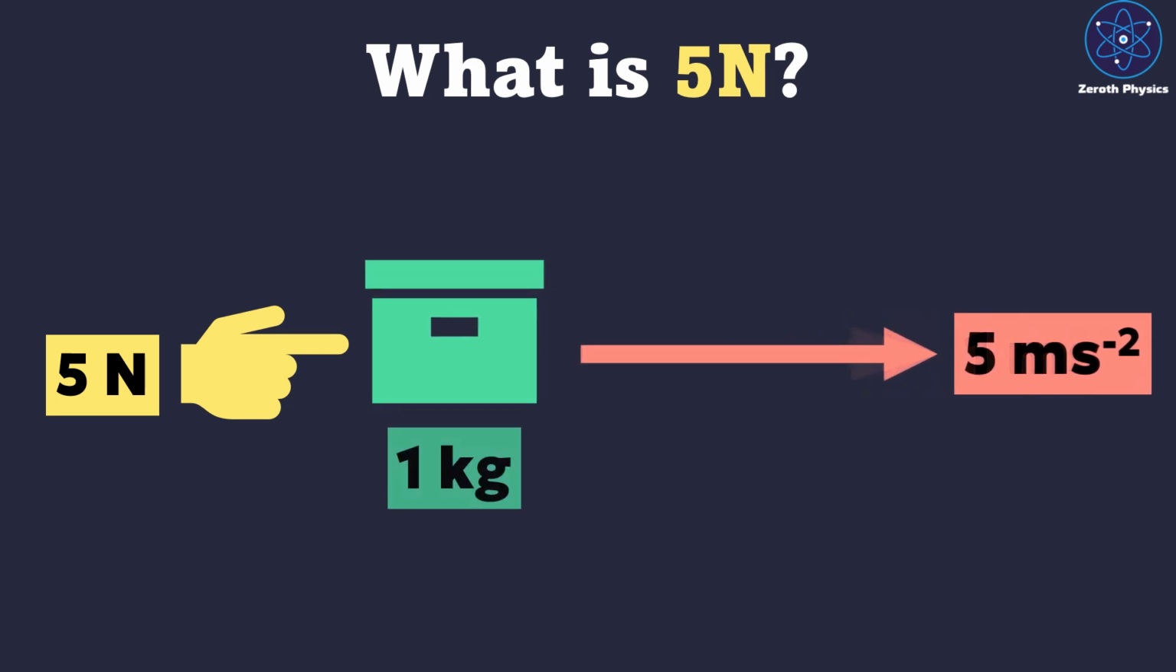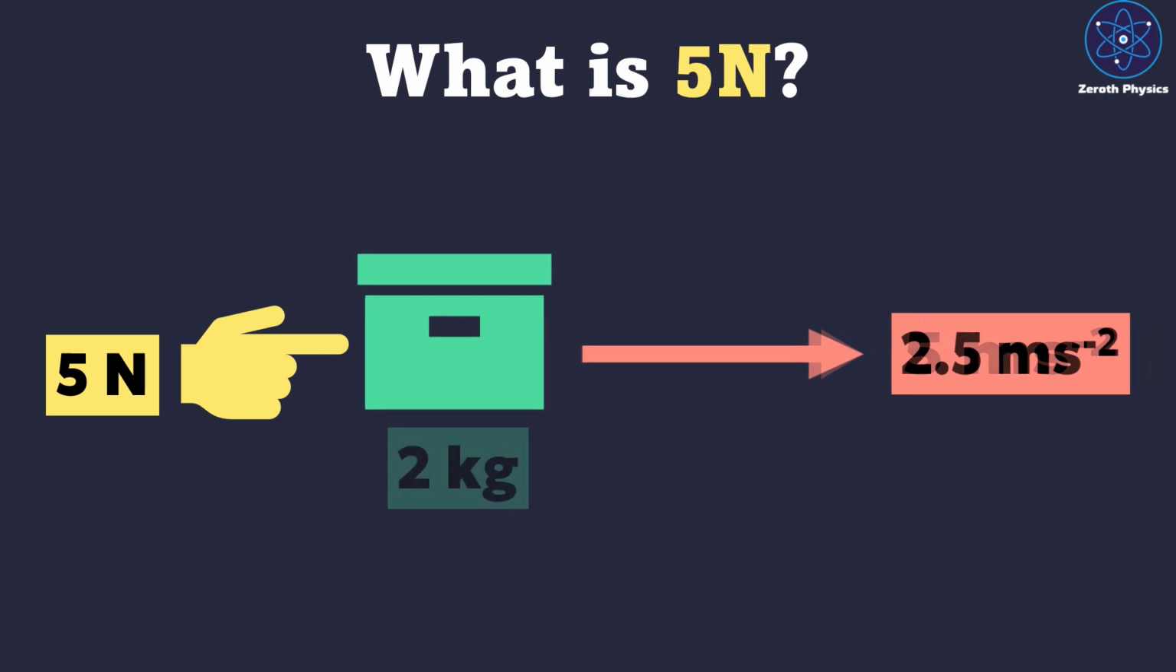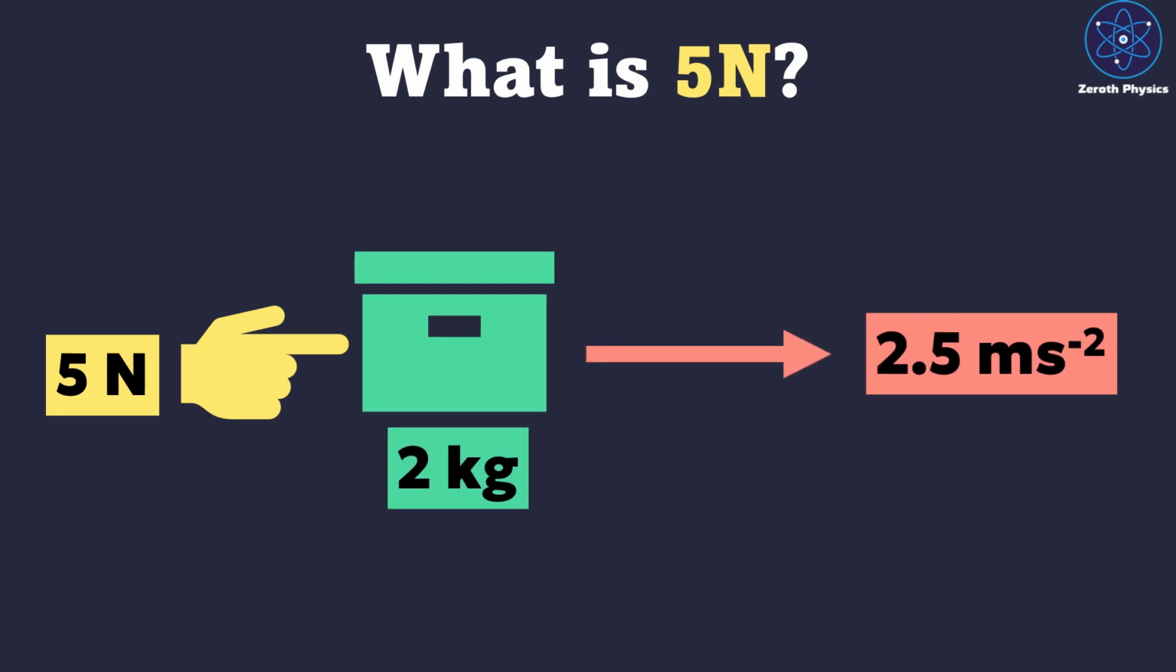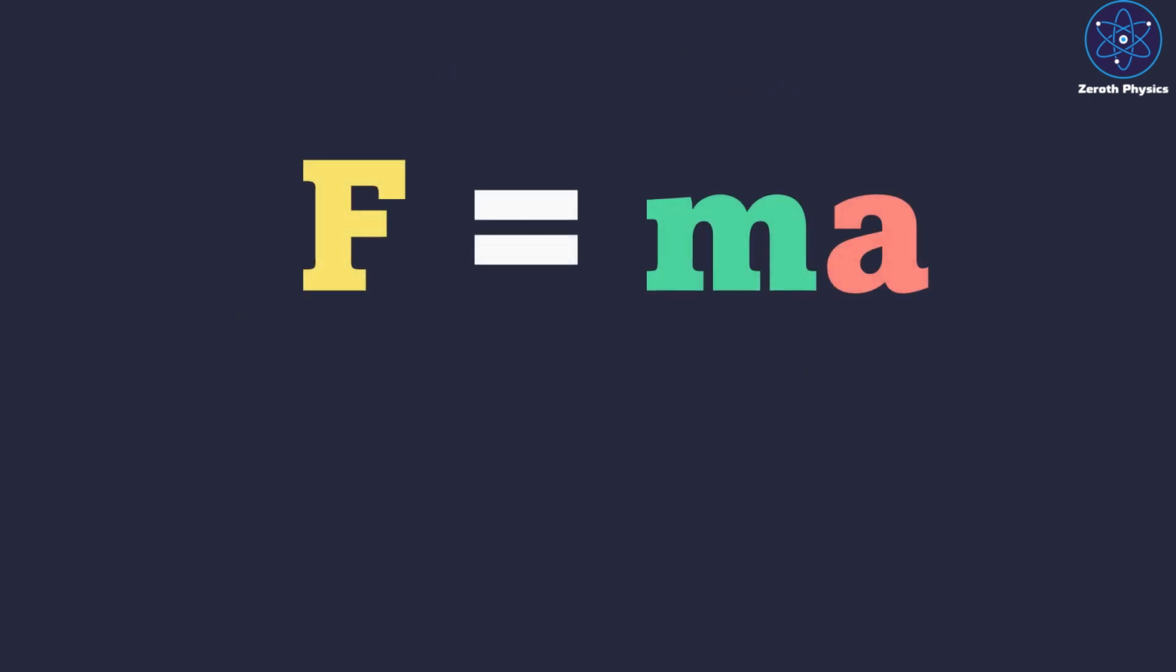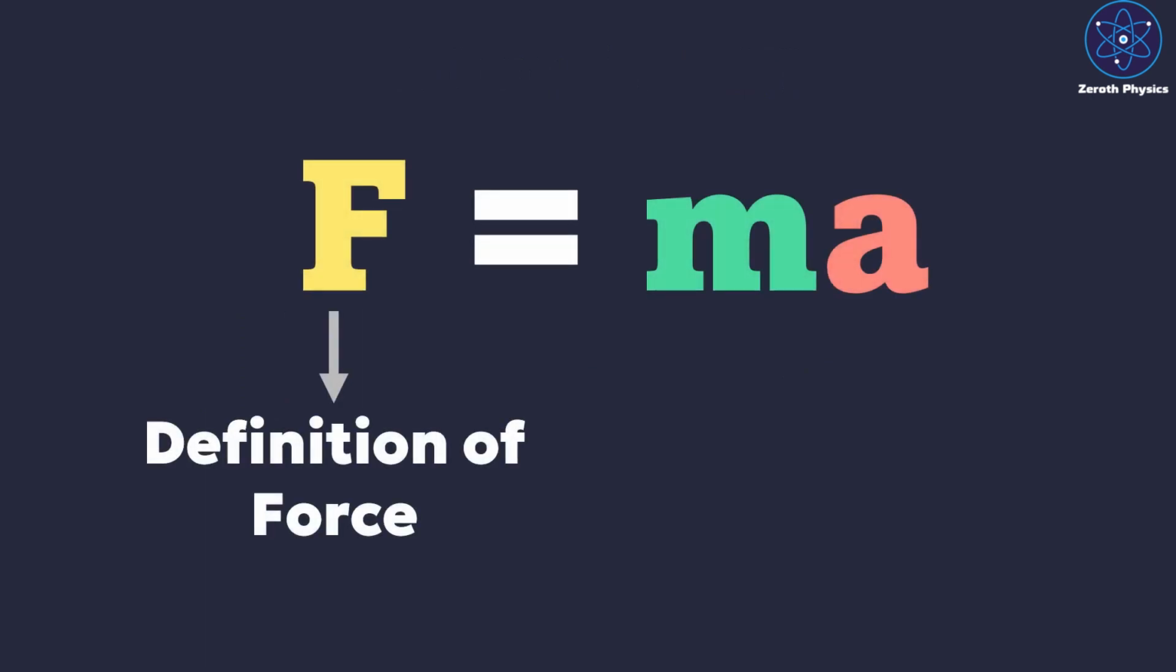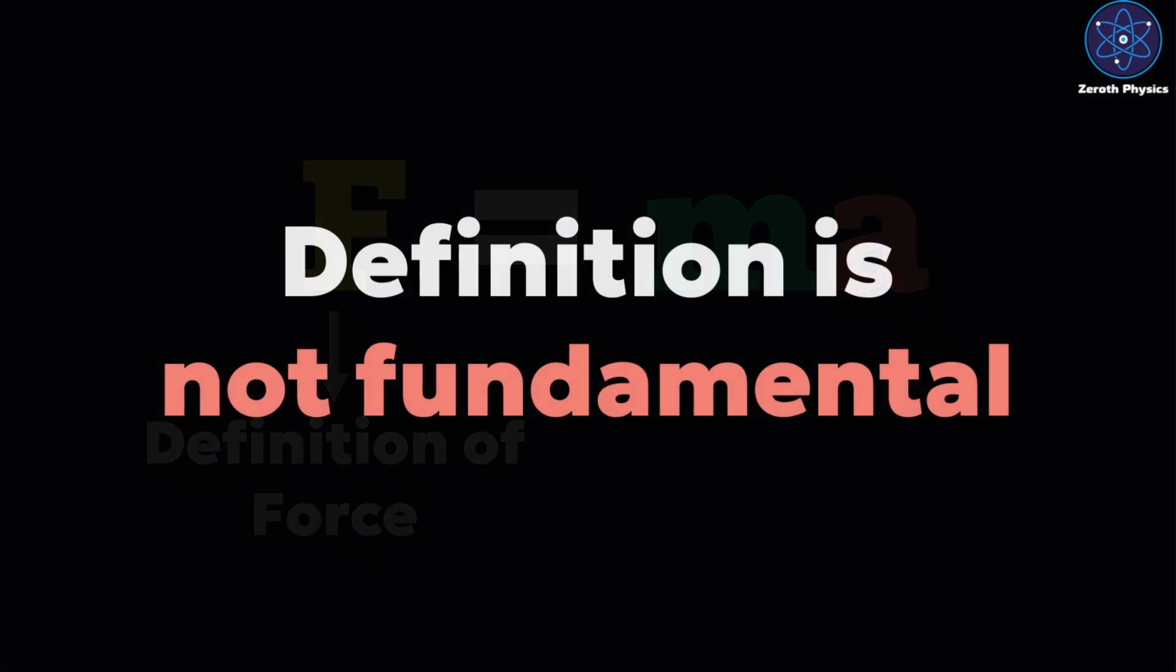A 1 kilogram object would accelerate at 5 meters per second squared. And a 2 kilogram object would accelerate at 2.5 meters per second squared, and so on. This is the meaning of 5 newtons of force. In this sense, if we define force using the equation F equals ma, the definition itself is not fundamental.